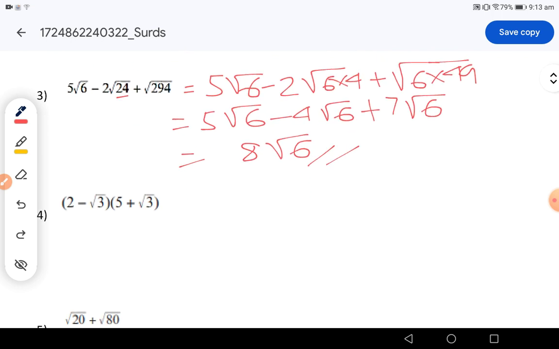Question 4, 5 minus root 3 multiply 2 plus root 3. So multiply 5 times 2, 10 plus 5 root 3 minus 2 root 3 and minus root 3 root 3, 3. So 10 minus 3 equal to 7, and 5 minus 2, 3. So 7 plus 3 root 3.